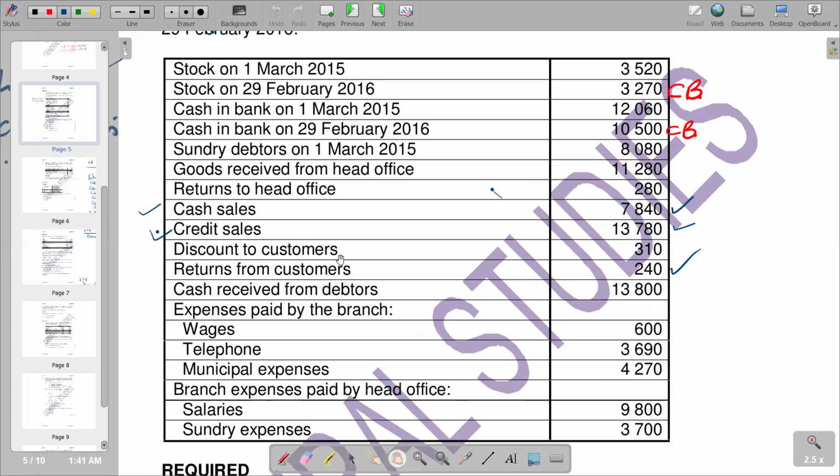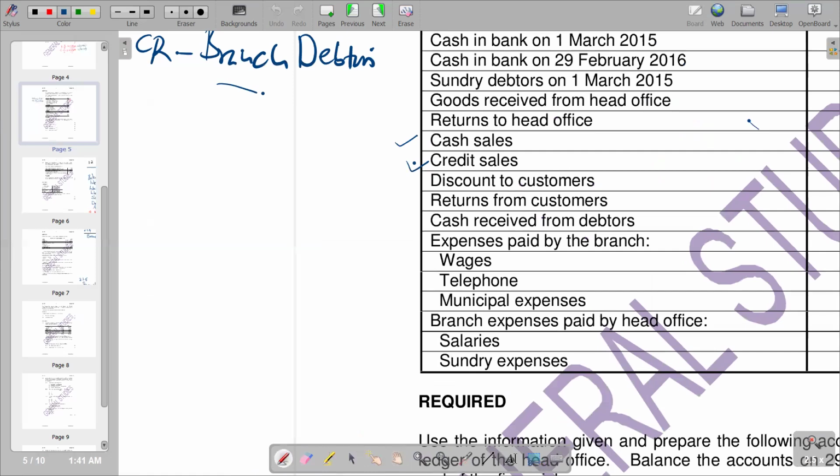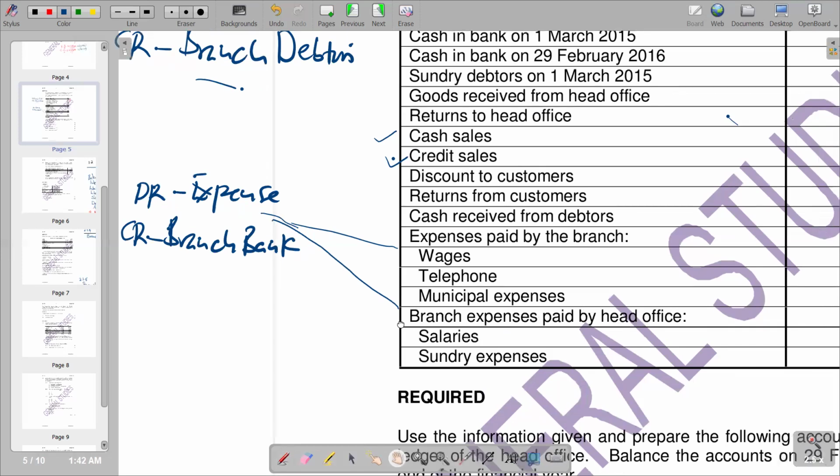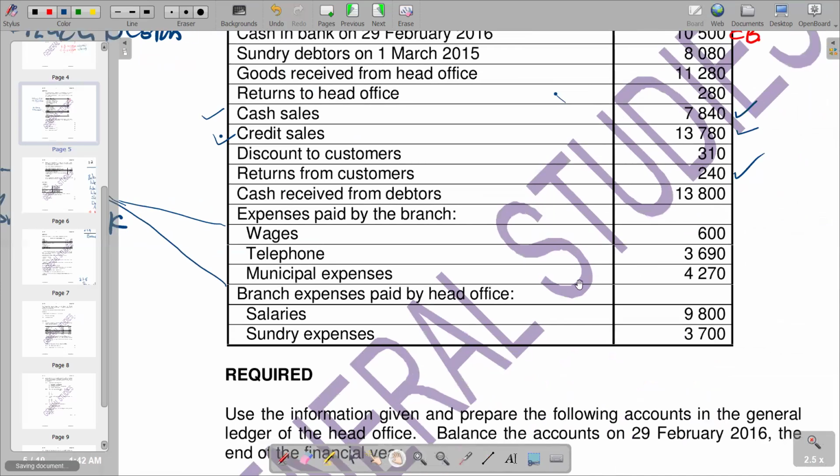So basically the double entry involved on all these expenses: wages, telephone, and municipal expenses only. Beneath that, we've got branch expenses, so we are not going to indicate them in this one, and we only take the ones that will debit the branch bank. Wages is an expense account, telephone account is an expense account, municipal expenses is also an expense account. According to the requirements of the question, we are not given the space for the expense accounts, so we can just take note of the amounts: wages 600, telephone 3,690, and municipal expenses 4,270.